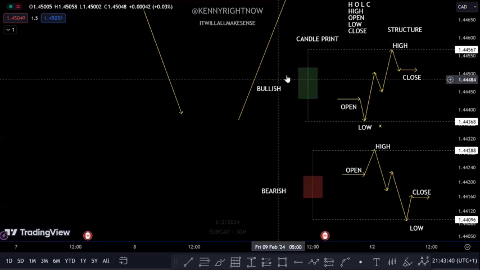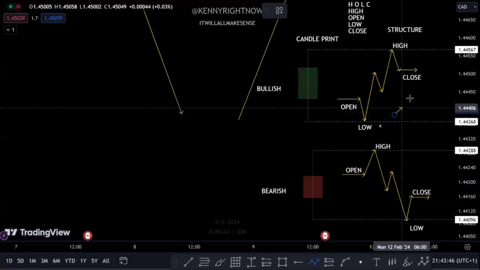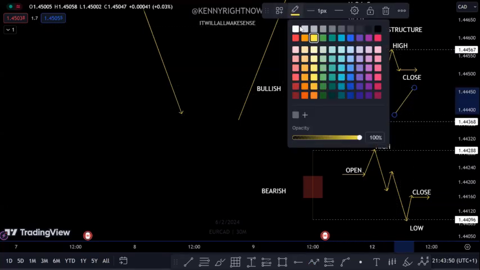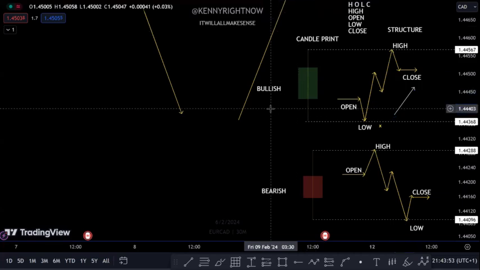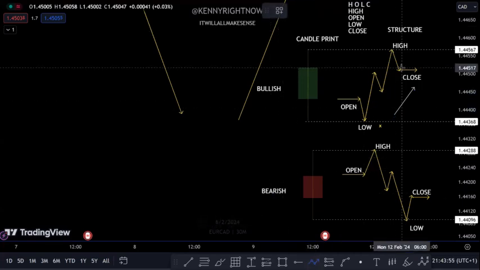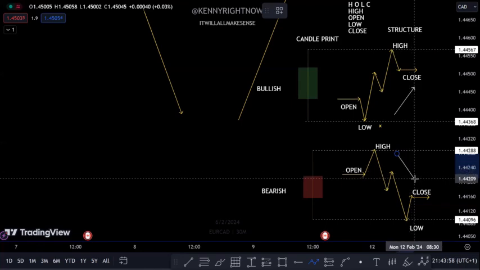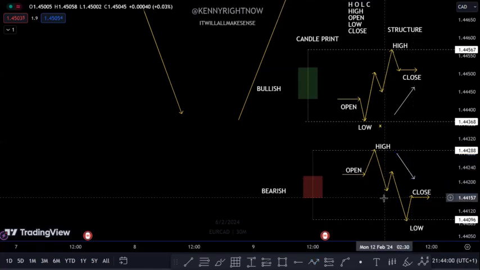Now, for a bullish structure, what do you see? You see that price is ascending higher. In a bullish structure, price is ascending higher, and in a bearish structure, what is happening? Price is descending lower.